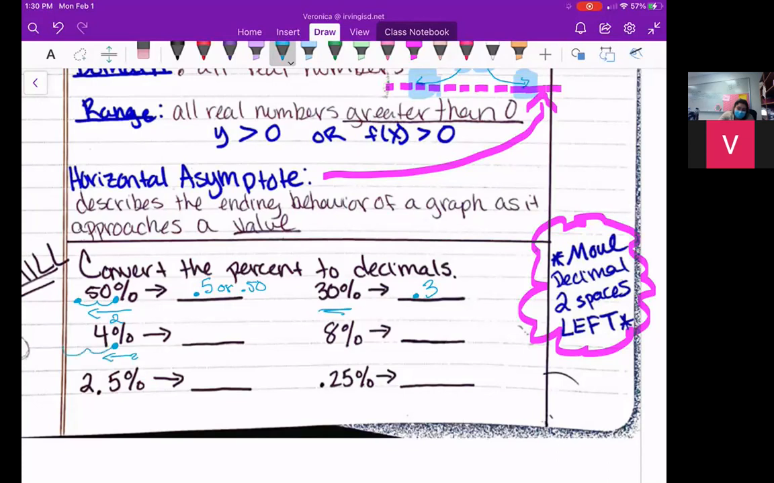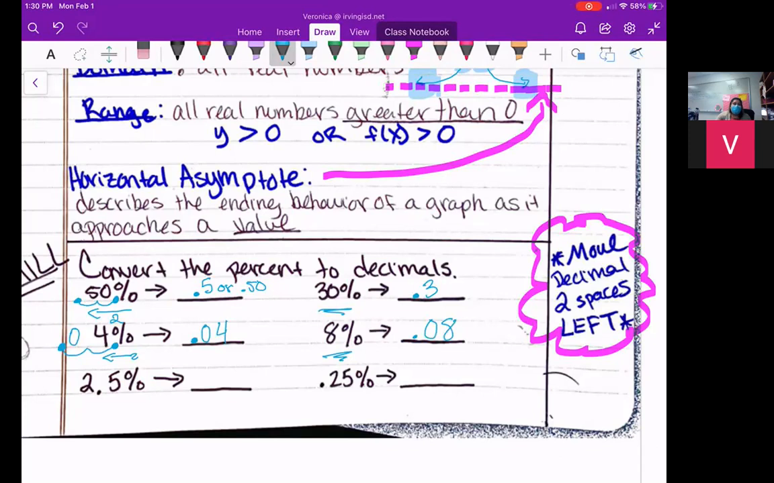1, 2. So my dot's going to go right there, and I see an empty space. So any empty spaces, I'm going to put a 0. So my 4% converted as a decimal is 0.04. Go on ahead and do 8%. I'm going to give you about 10 seconds. Go on ahead and type it in the chat. Good. Perfect. Good. Okay, so good job. That would be 0.08.